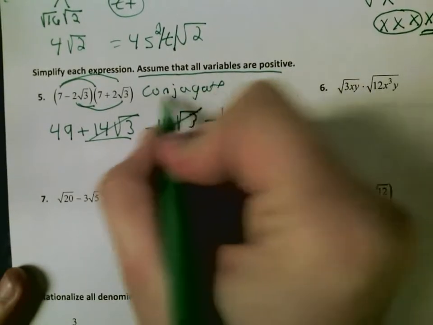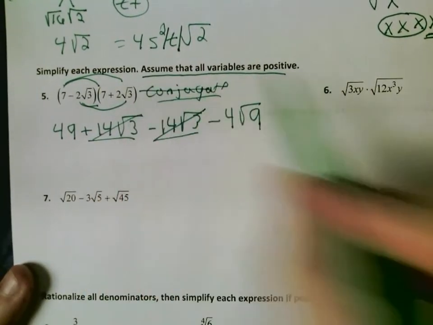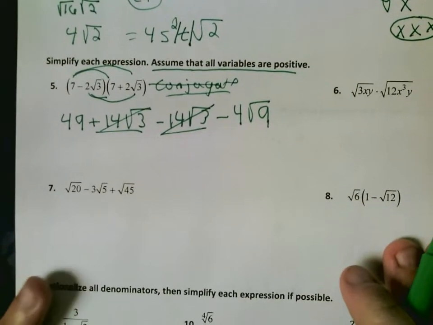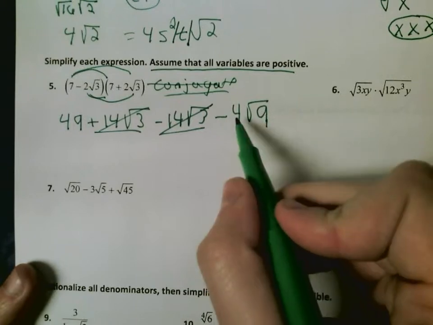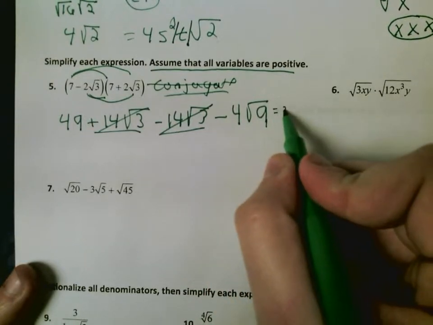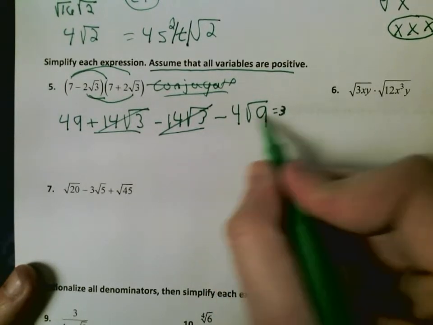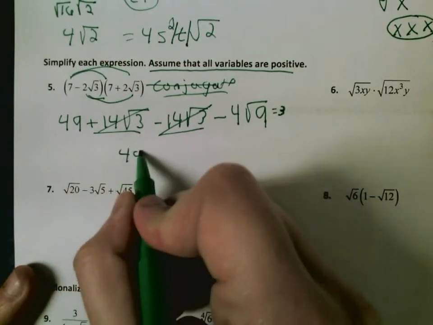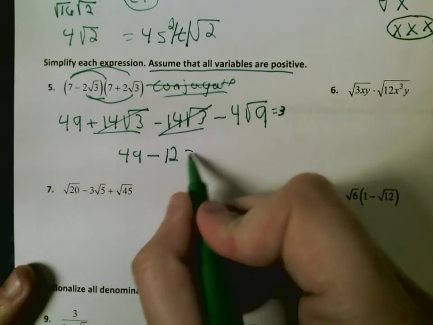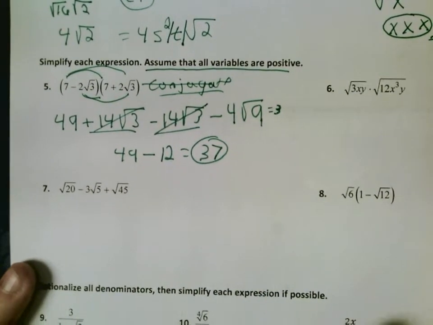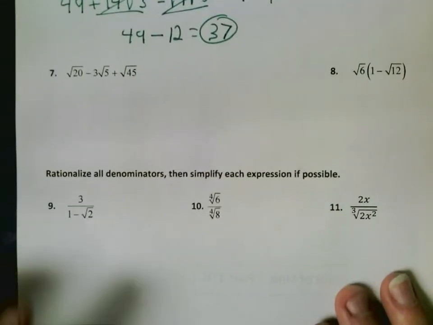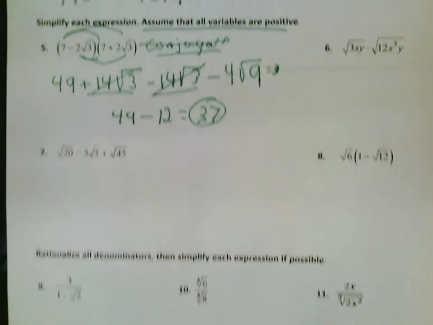I'm pretty sure that I spelled that word completely wrong. But you know what I mean, conjugate. Now, this last piece here, square root of 9 is going to become 3. So now all of a sudden, I'm going to have a negative 4 times 3, which is going to give me a negative 12, which will get me to my final answer of 37. Conjugates we will be using in just a moment down here with number 9, so don't forget that skill.